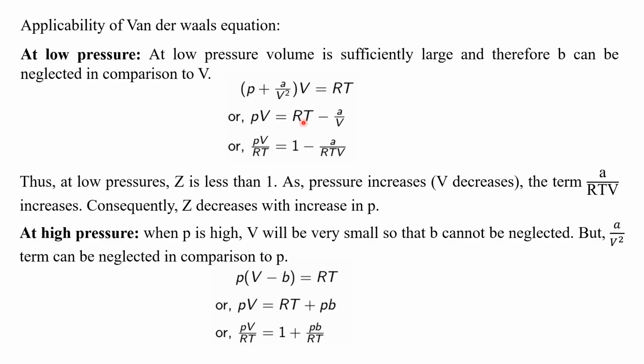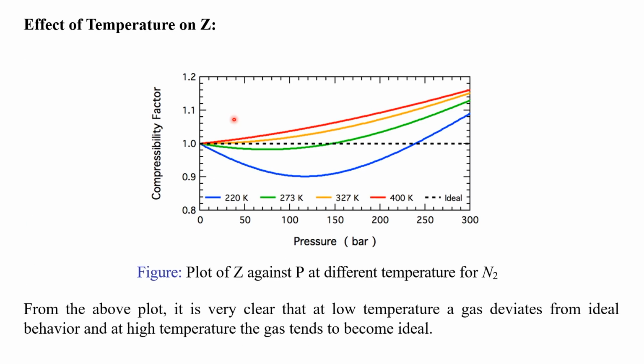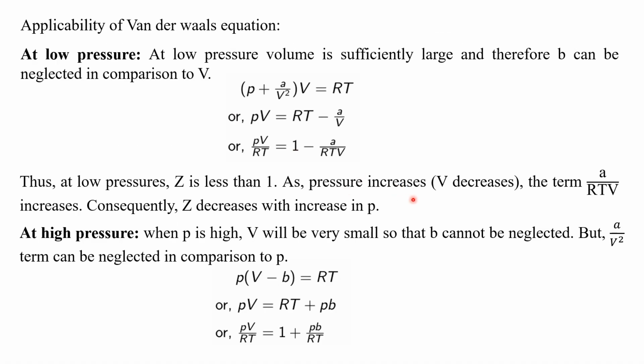So we get PV equals RT minus a by V, or PV by RT equals 1 minus a by RTV. PV by RT is Z, so thus at low pressure Z is less than 1, which we have already seen here. At low pressure here Z is less than 1. As pressure increases, meaning V decreases, the term a by RTV increases, and consequently Z decreases with increasing pressure.